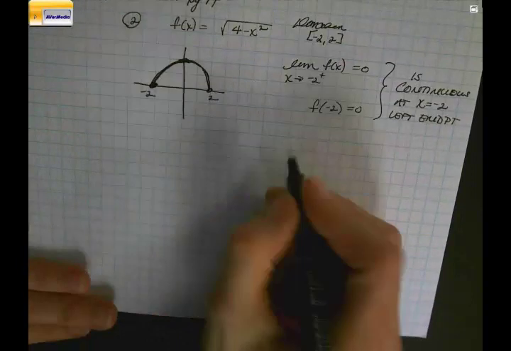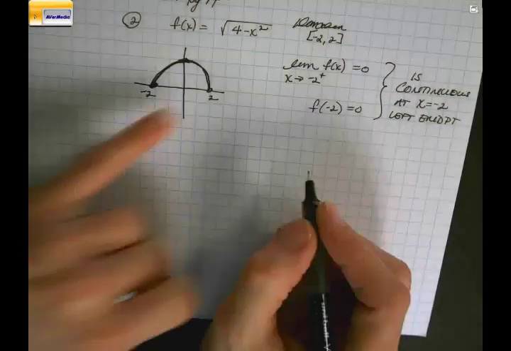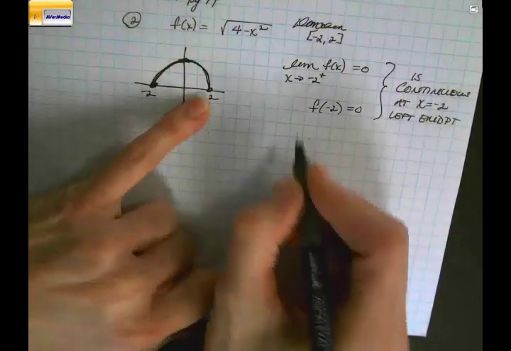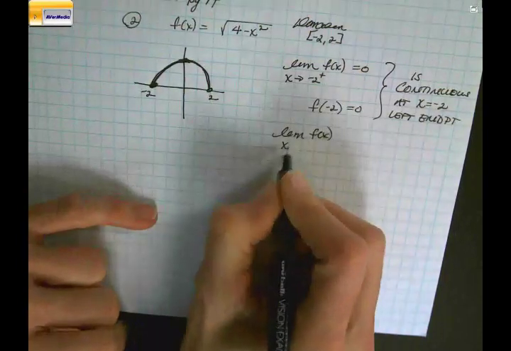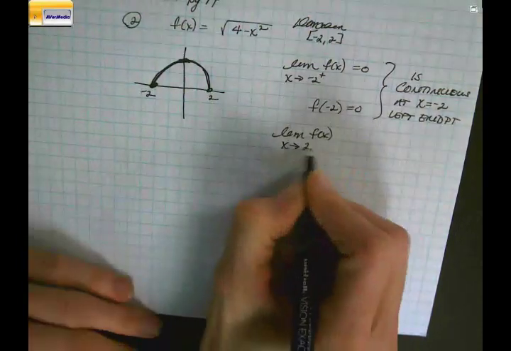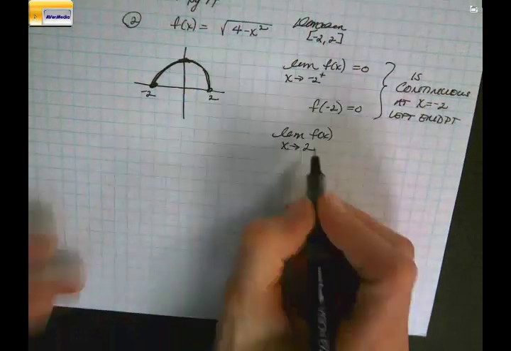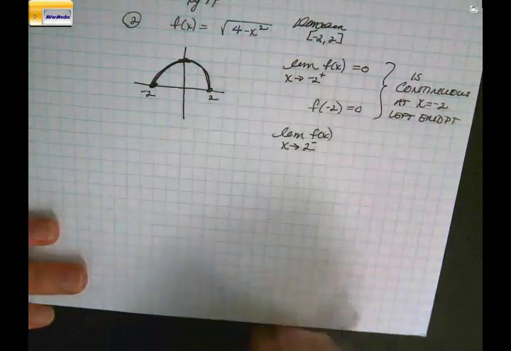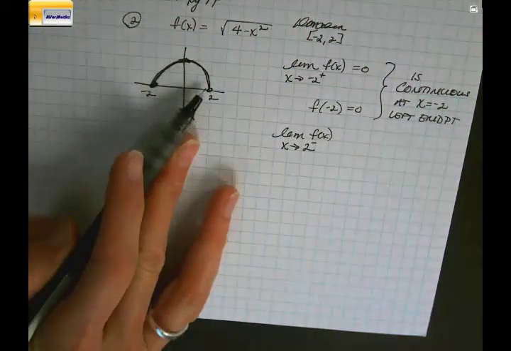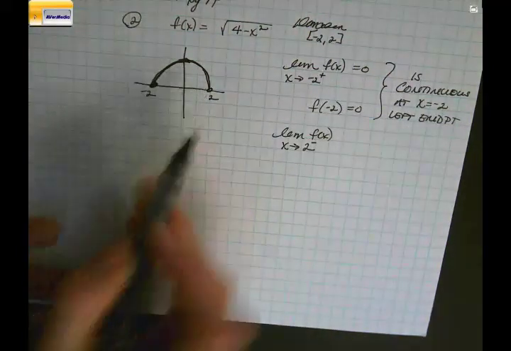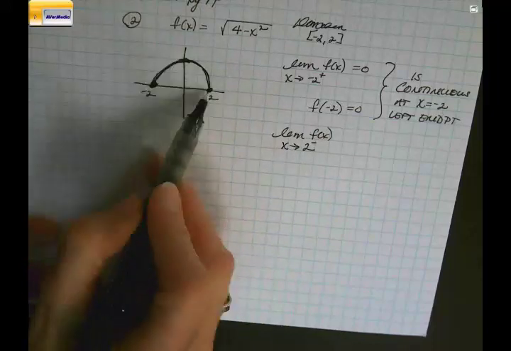Okay, the other endpoint would be over here at 2. So if I wanted to know if it was continuous on the right side, I would have to say, well, what is the limit of this function as x is approaching that right endpoint of an x value of 2 coming in from the left side? So coming in from the left side, the limit is 0. The height of the function at 2 is 0.